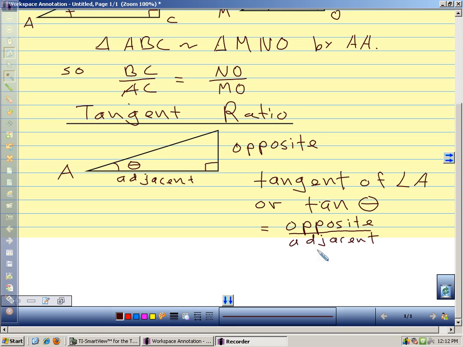So let's talk about how we use the tangent ratio a little bit. We'll calculate them and then we'll solve some problems with tangent ratios. Is everybody good with what we have here? Okay.